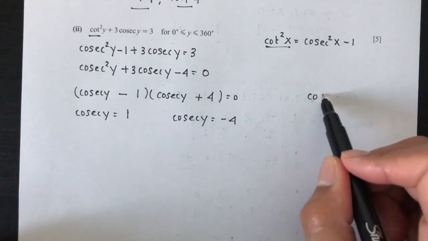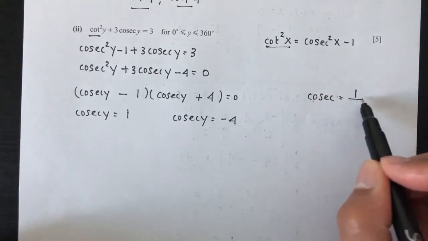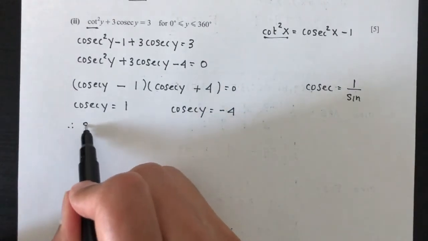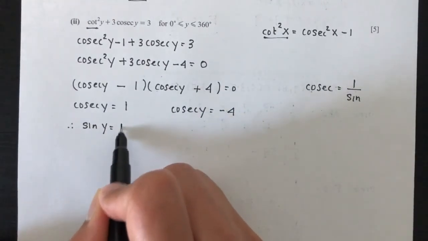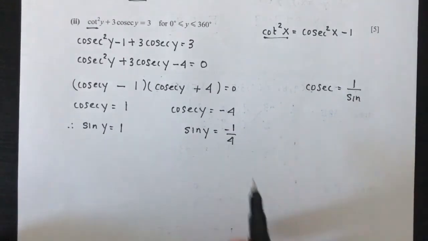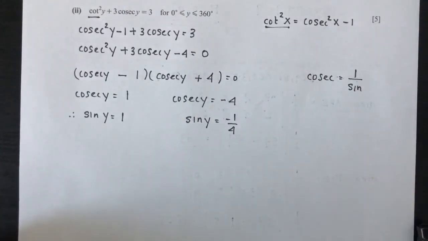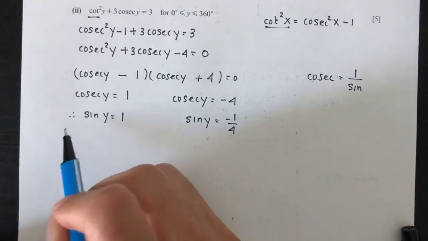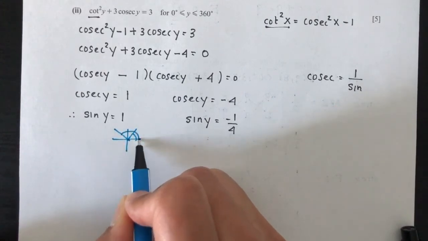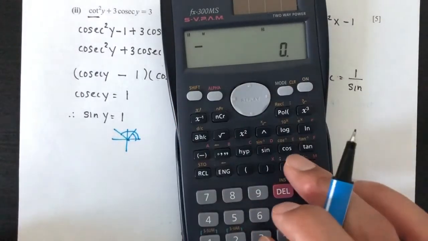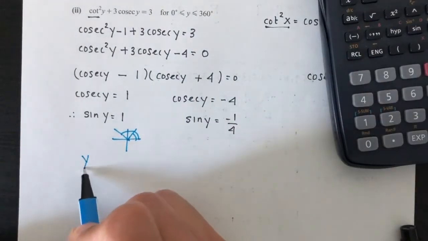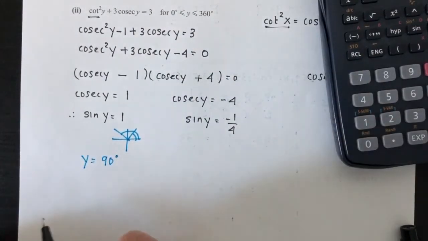Now what is cosec? Cosec is 1 over sine. Right? So in this case, that will be sine of y is equal to 1 and sine of y is equal to minus 1 over 4. Now let's solve one by one. So for the positive one, y, we know that it is in the first quadrant and in the third quadrant. So sine inverse of 1, that is 90 degrees. So y is 90 degrees.